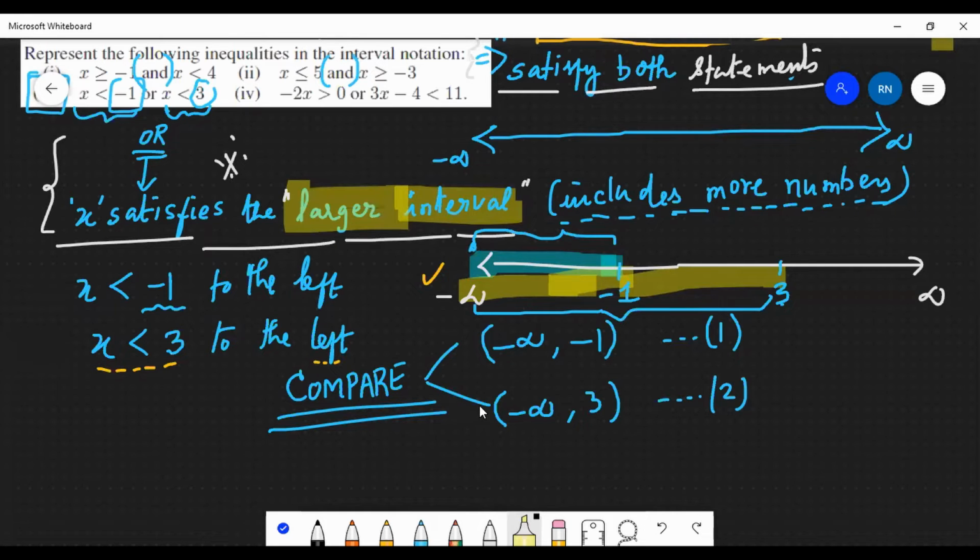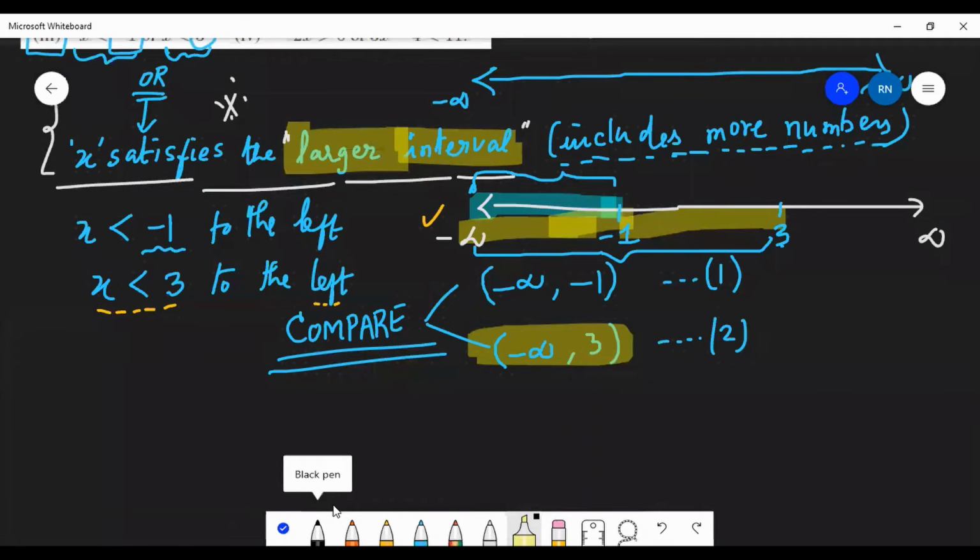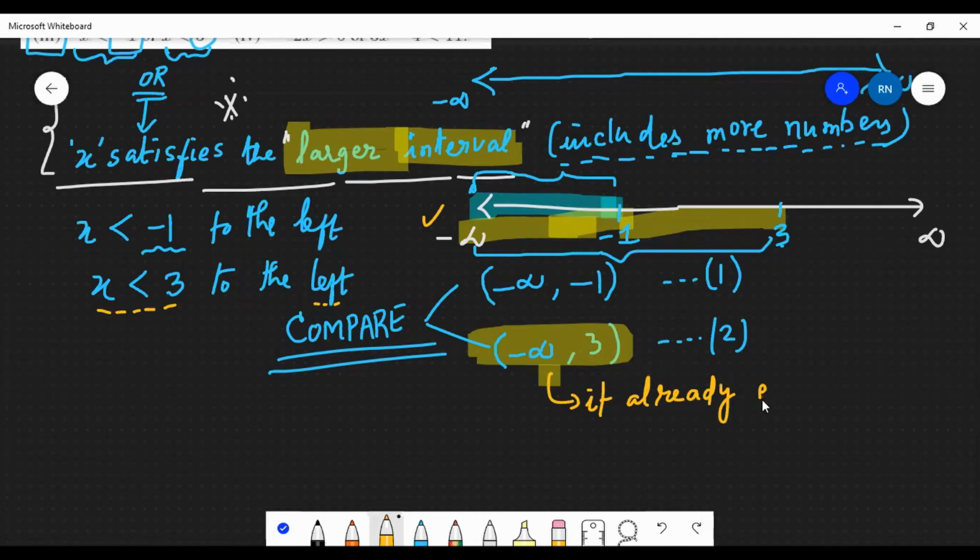So we could get the answer minus infinity to 3. This is the larger interval. In other words, minus infinity to 3 already contains the minus infinity to minus 1 interval also. Make note of that. That is why it is large.